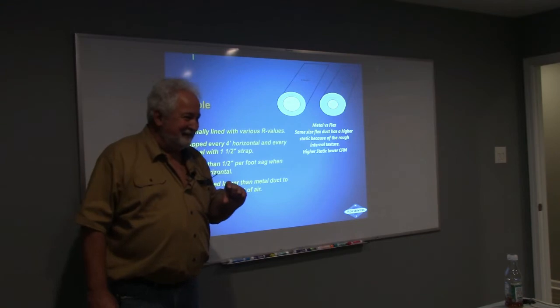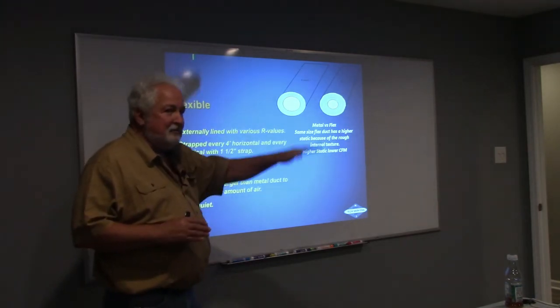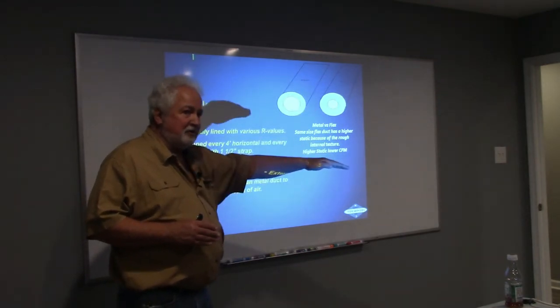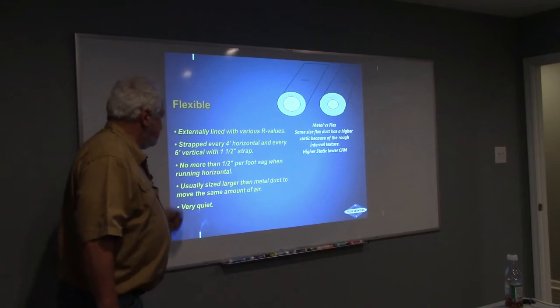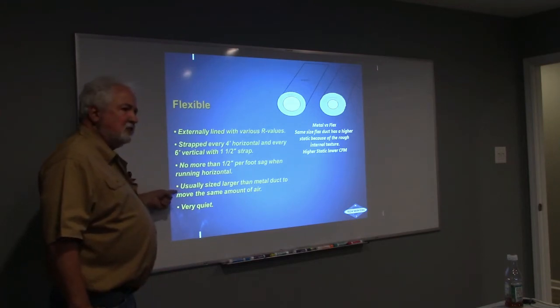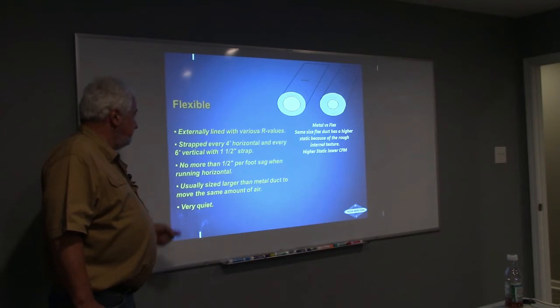Maybe not. We've got to stop that so that it doesn't keep doing this, right? Because that's causing the static pressure to go up. Cool? Flex duct is usually one size larger than metal duct to get the same amount of air through there. So if I'm using an 8-inch metal, I need to go with a 9-inch flex. Good? Okay. It's very quiet.